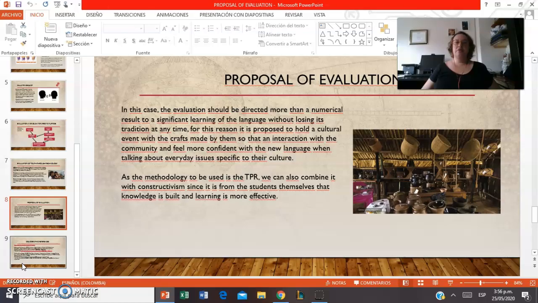In this case, the evaluation should go beyond a numerical result to a significant learning of the language without losing its tradition at any time. For this reason, it is proposed to hold a cultural event with the crafts made by them so that they interact with the community and feel more confident with the new language when talking about everyday uses specific to their culture. As the methodology to be used is TPR, we can also combine it with constructivism from the students to ensure that knowledge is built and learning is more effective. This activity is the principal one I chose for the group. Thank you very much.